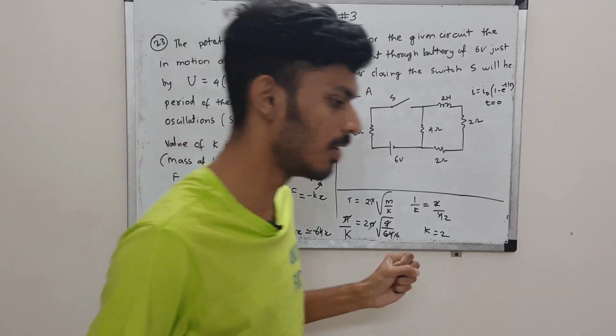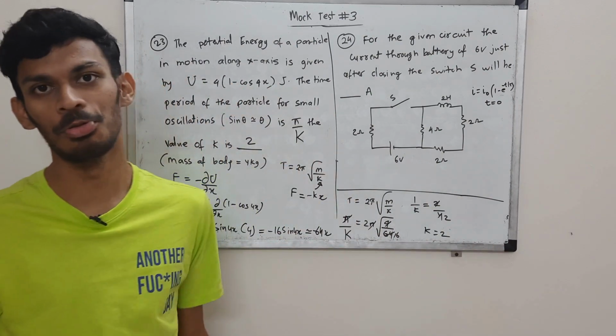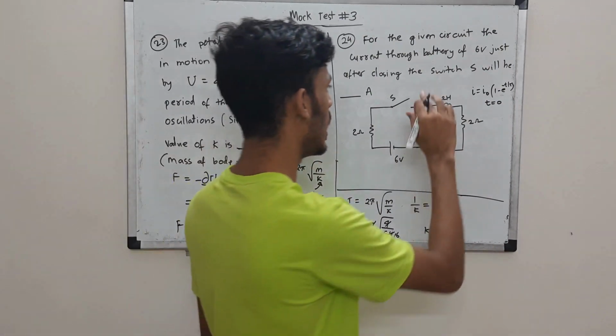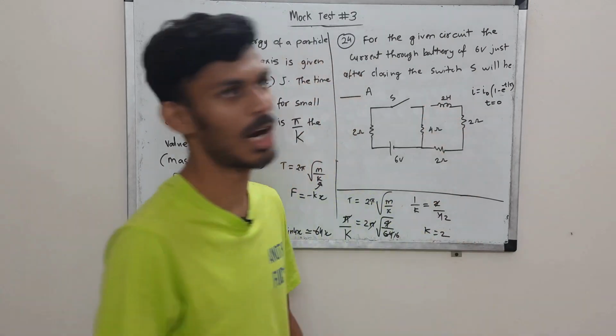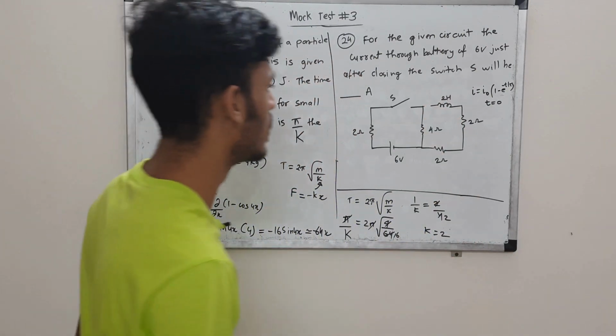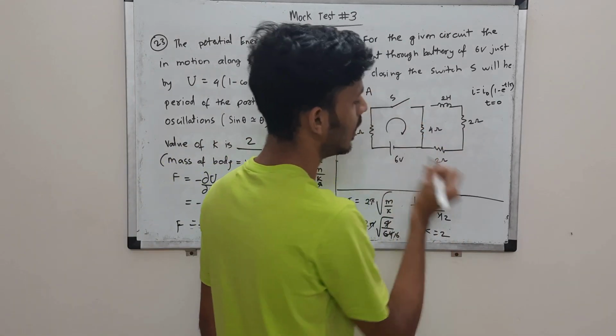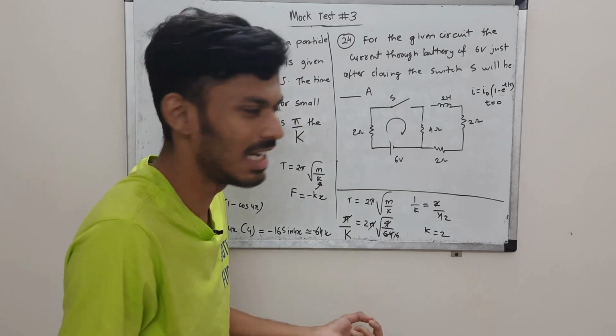So current will be opposed at t is equal to 0. The inductor will not allow any current to pass through it. Basically the inductor will break this branch at t is equal to 0. The opposition will be maximum, so this branch will be open. The current will flow only in this loop when you close the circuit at t is equal to 0.